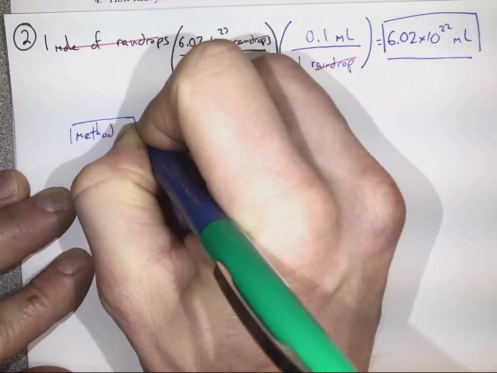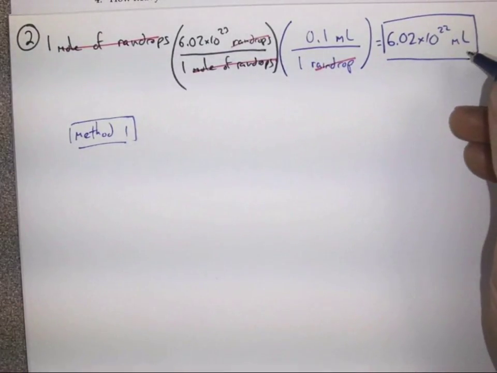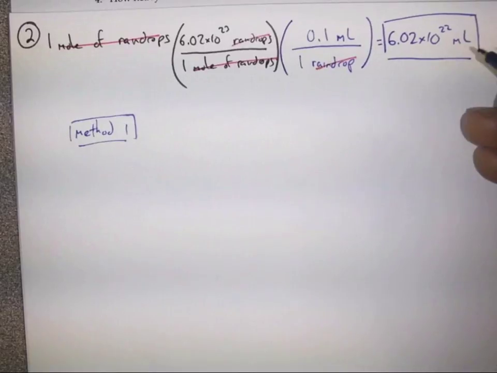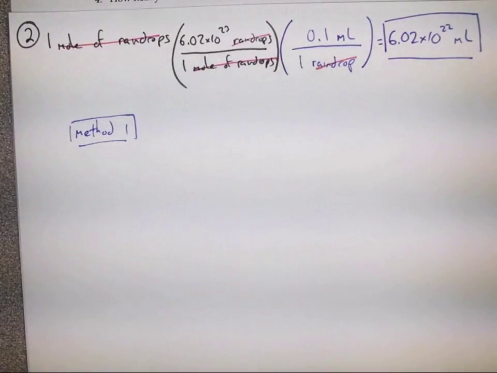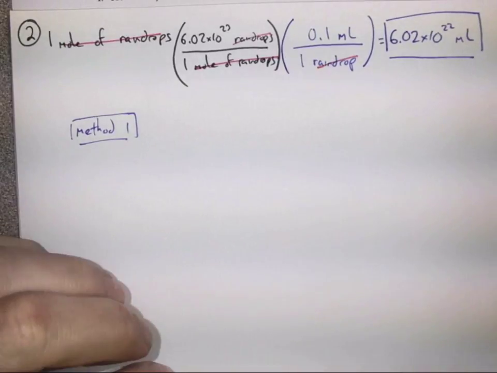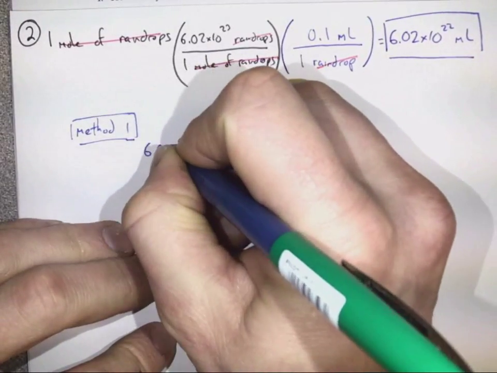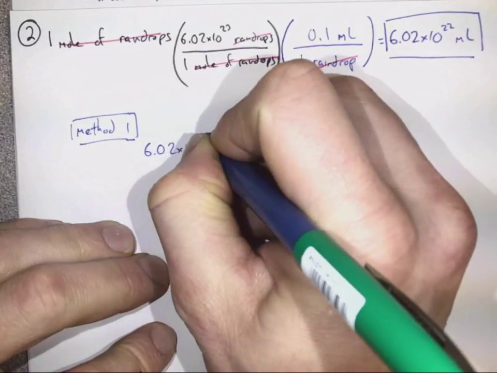So this is where we're going to take this unit of milliliters and try and think of a way to turn it to maybe a bigger unit so that it's a smaller number, because it's too big a number to envision. So maybe we can think of a smaller number that's easier to envision. So what I'm going to do is say, okay, 6.02 times 10 to the 22 mils.